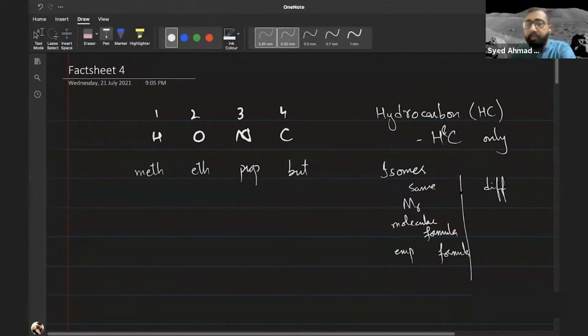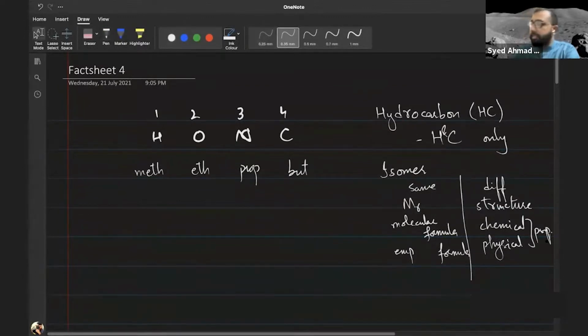What do you have of them that is different? First of all, the structure is different. Once the structure is different, that means you have different chemical properties and different physical properties. When I say chemical properties, I mean their reactions. And when I say physical properties, I mean their melting point, boiling point, all those sorts of things. Okay. So that is isomers.